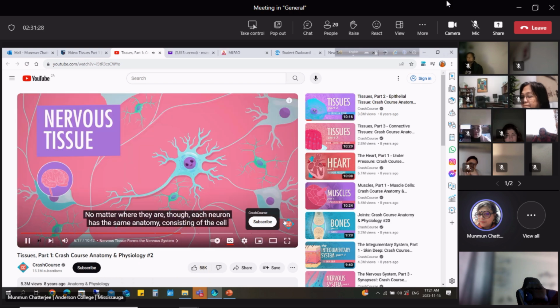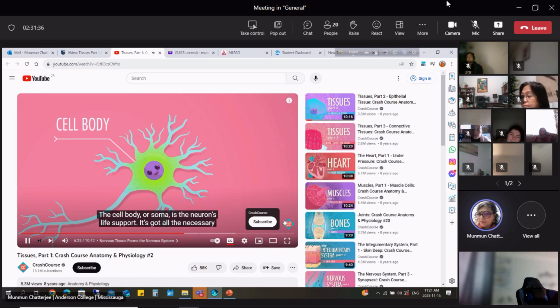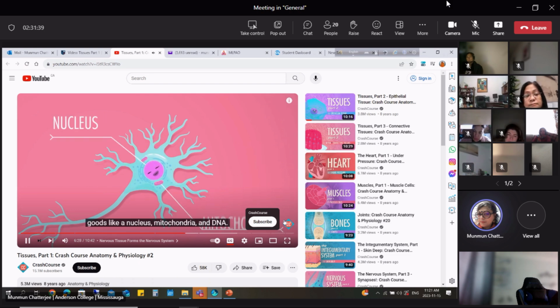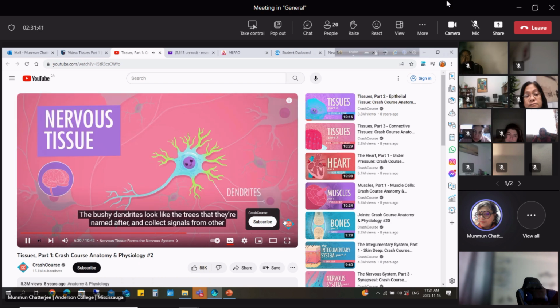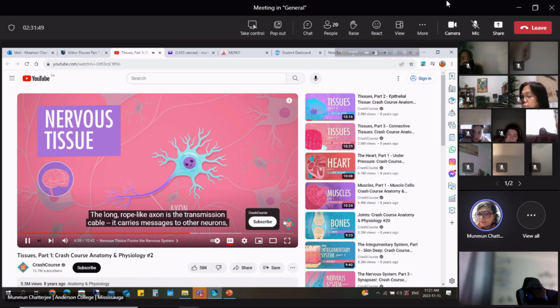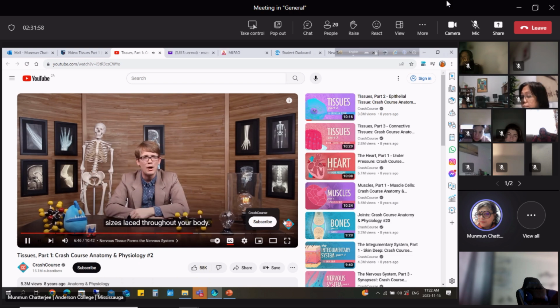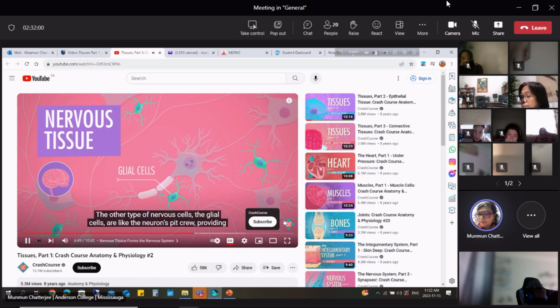No matter where they are, though, each neuron has the same anatomy, consisting of the cell body, the dendrites, and the axon. The cell body, or soma, is the neuron's life support. It's got all the necessary goods like a nucleus and mitochondria and DNA. The bushy dendrites look like the trees that they're named after and collect signals from other cells to send back to the soma. They are the listening end. The long rope-like axon is the transmission cable. It carries messages to other neurons and muscles and glands. Together, all of these things combine to form nerves of all different sizes laced throughout your body. The other type of nervous cells, the glial cells, are like the neuron's pit crew, providing support, insulation, and protection, and tethering them to blood vessels.